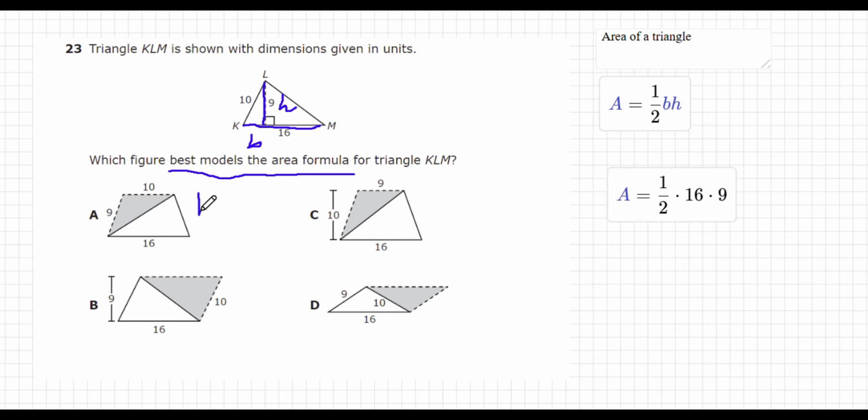For option A, we don't have the height, hence we eliminate this option. Option B, height equals 9, base equals 16. That matches with the area we're looking for, therefore B is the correct answer.